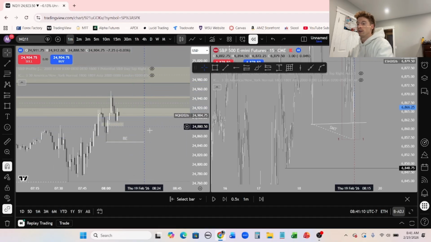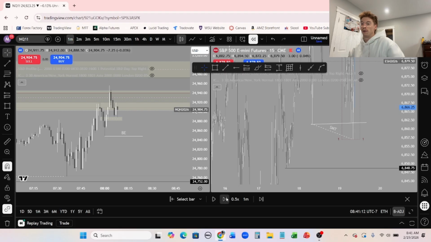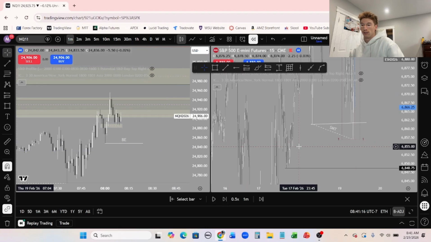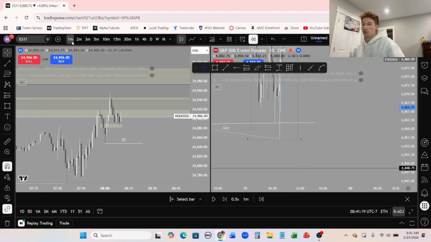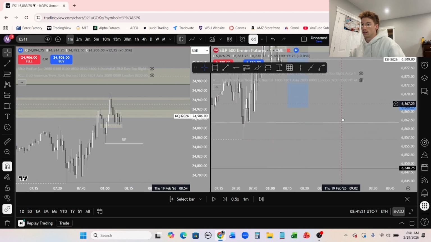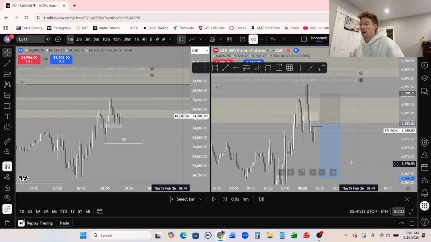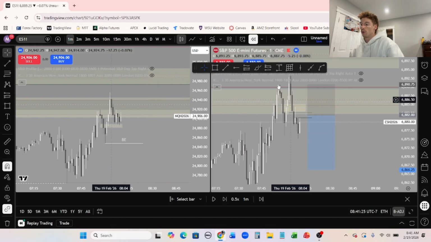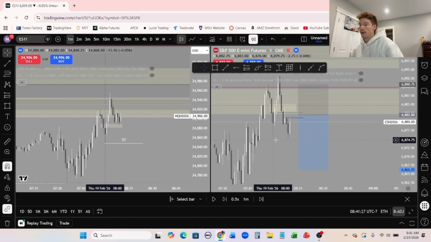And a few minutes later, I ended up taking a short. It was actually right here on this candle. And the reason I took this trade was because once we tapped into this 4 hour gap, we started showing a little bit of pressure to the downside, right?